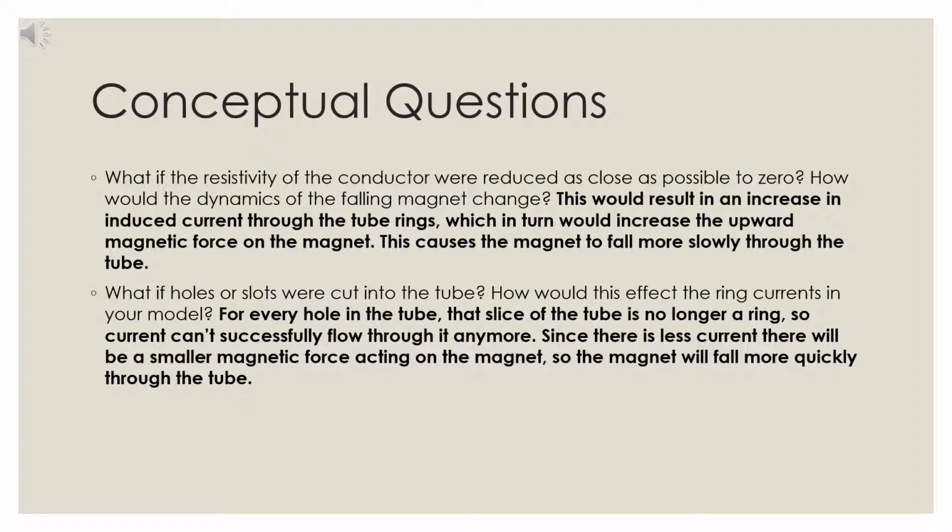For the conceptual questions, if the resistivity of the conductor was closer to 0, this would increase the induced current, which would then increase the magnetic force acting on the magnet. This would make the magnet fall more slowly through the tube.